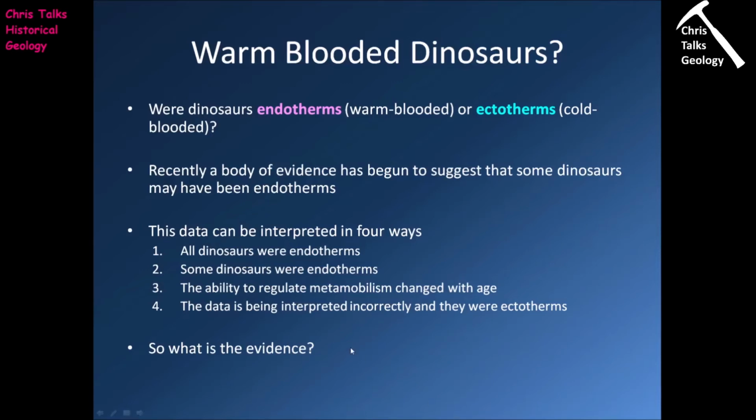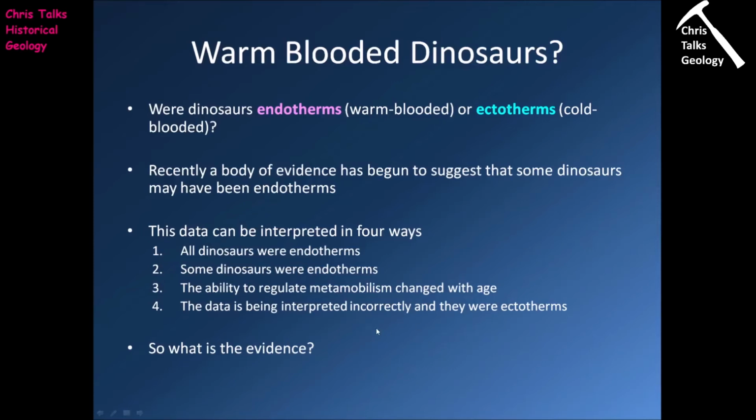So the second option is therefore, based on this evidence, some dinosaurs were endothermic, so some dinosaurs were warm-blooded. Well, that's a possibility. The third option is the ability to regulate metabolism changed with age. Most of the evidence we have appears to show that the indications of the animal having been warm-blooded are strongest when the animal is youngest. And so it may be that juvenile dinosaurs had the capacity to be endothermic in their juvenile stage, and as they moved to being a fully grown adult, maybe they moved to become ectothermic, so they became cold-blooded.